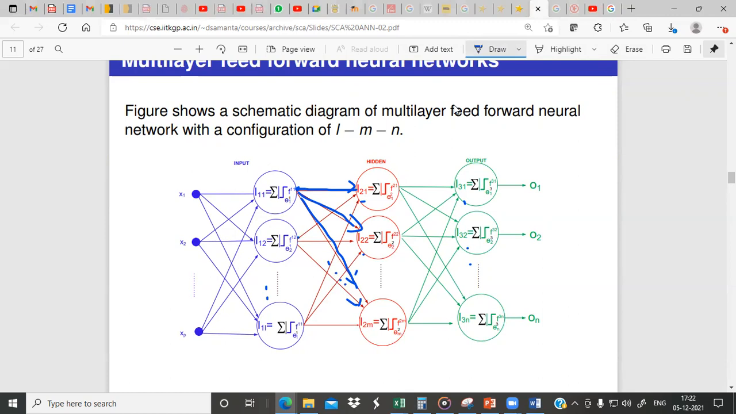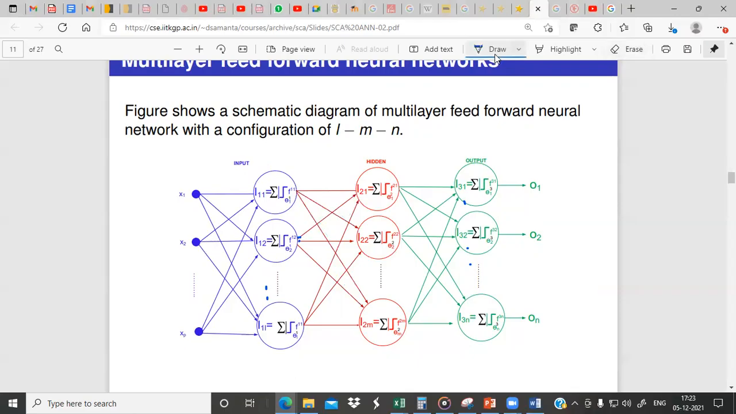Similarly, the output from the second neuron of the input layer will also go to all the neurons of the hidden layer. It goes to the first neuron, second neuron, third neuron, so on and so forth. So that is applicable to all the neurons of the input layer. The output from the ith neuron of the input layer also will go to all the neurons of the hidden layer. Right?